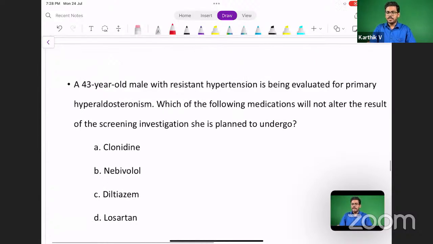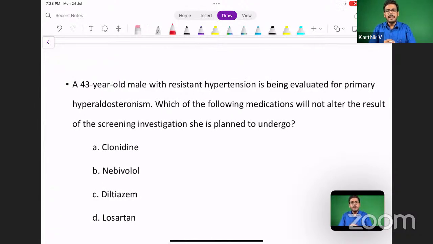So coming to the next question: a 43-year-old male with resistant hypertension is being evaluated for primary hyperaldosteronism. Which of the following medications will not alter the result of the screening investigation he is going to undergo? Just a straightforward question: the drug which doesn't interfere with the ARR, the aldosterone renin ratio. Now, just look at each drug one by one.